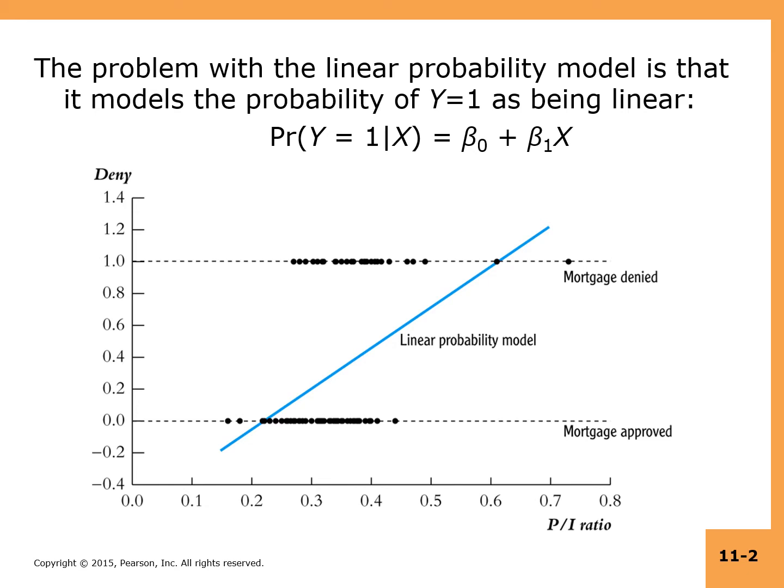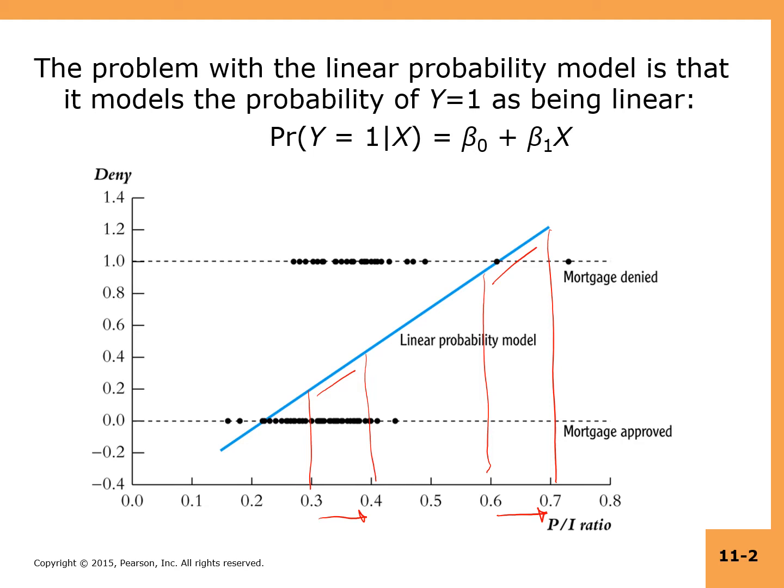One disadvantage is that it models the probability of the dependent variable equaling 1 as being linear. So for instance, if you're trying to model the change in predicted probability of being denied if the PI ratio increases from 0.3 to 0.4, and the change if the PI ratio increases from 0.6 to 0.7, you see that the change in predicted probability of being denied is constant regardless of whether the PI ratio increases from 0.3 to 0.4 or 0.6 to 0.7. But sometimes we may not want to model it this way.